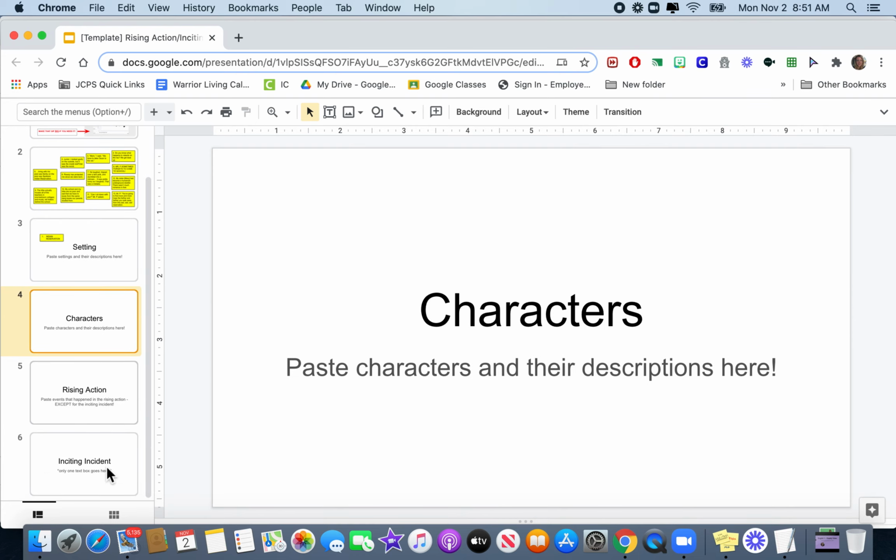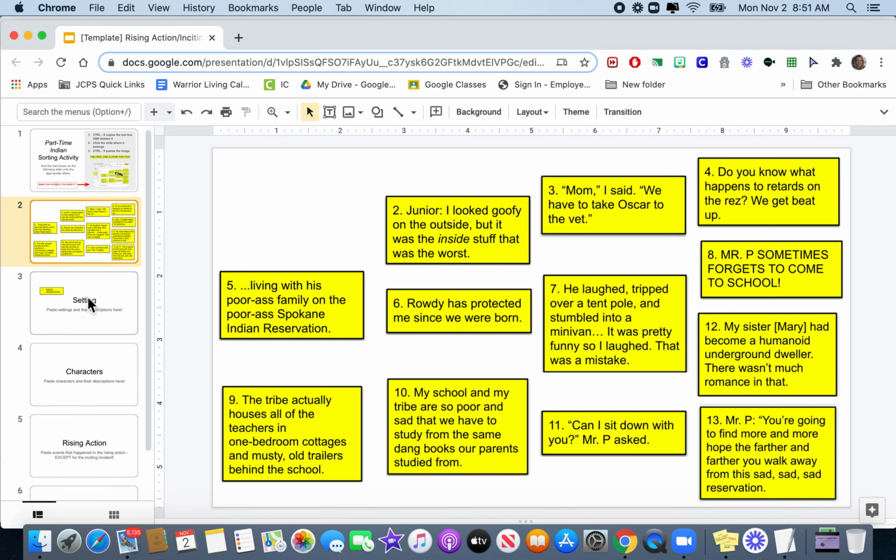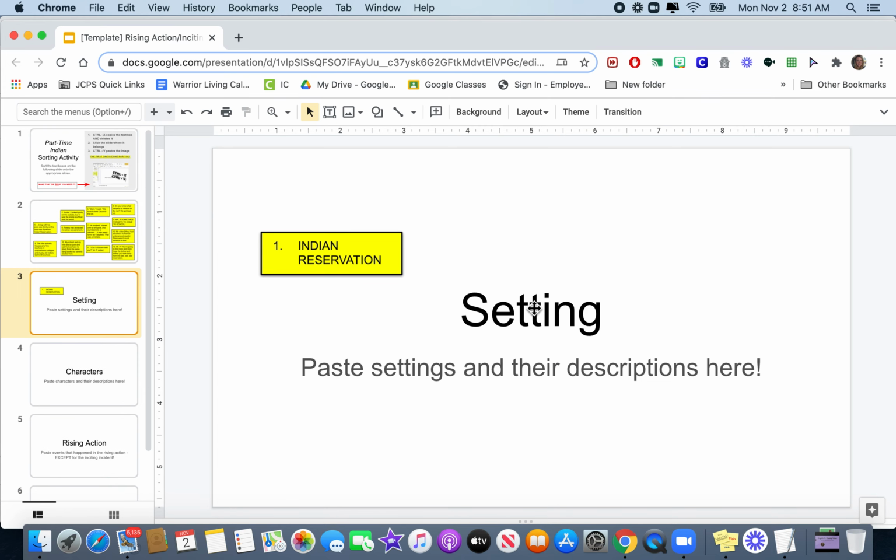Okay, so as I mentioned, we're going to be moving these text boxes into the setting, characters, rising action, and inciting incident. I'm going to go through the answers. The first one, as I said, is done for you. The setting, you will place settings and the descriptions here.